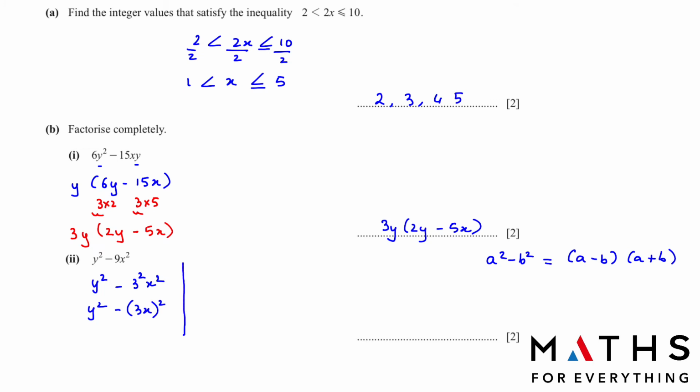So what is your a? Y is your a and 3x is your b. So we will write y minus 3x and y plus 3x. That's it.